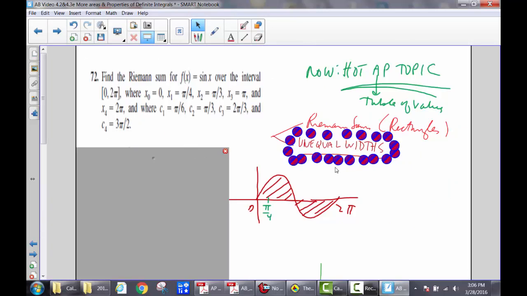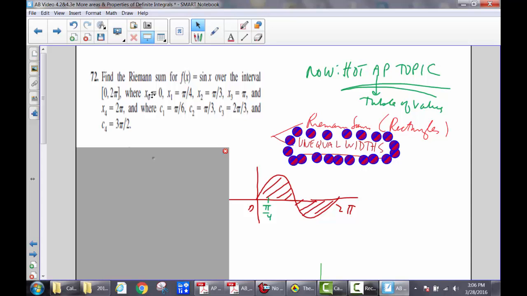Okay, now this is a very hot AP topic, which is up till now, all of our widths of our Riemann sum rectangles have been equal widths. Now, not so much. So here's an example. So your region is bordered by f of x equals sine x, on the left by x equals 0, on the right by x equals 2 pi.